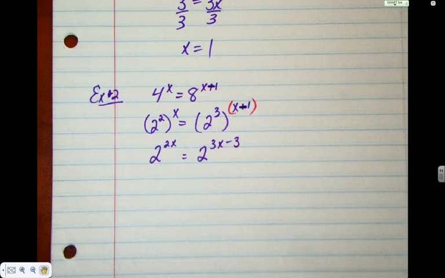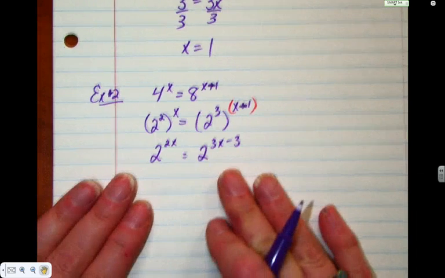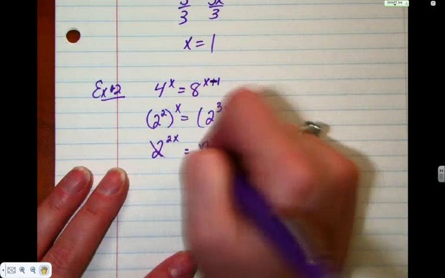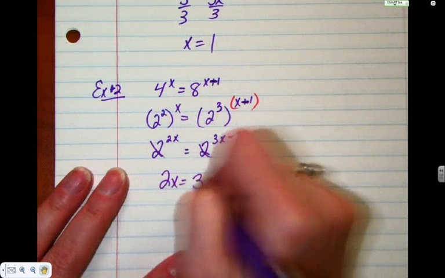How do we know when we're done simplifying? 1 base on each side. Do I have 1 base on the left and 1 base on the right? If the answer is no, it just tells you you're not done simplifying. When I have 1 on the left and 1 on the right, what do I get to do? Equate the exponents.